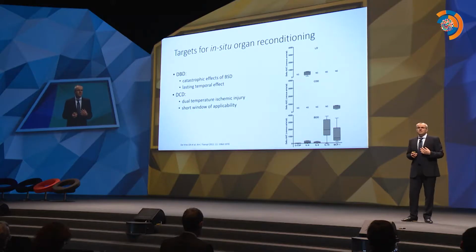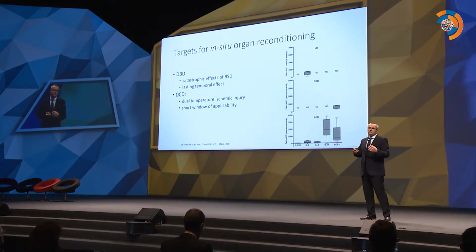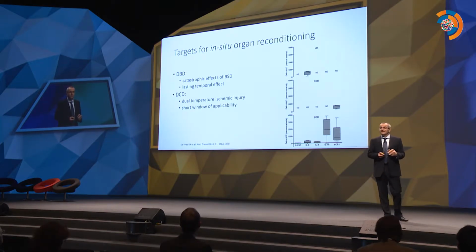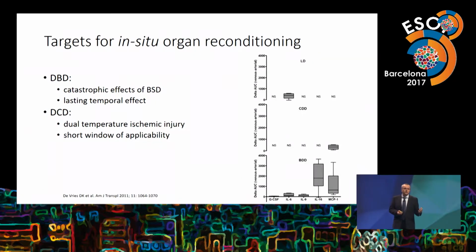However, the targets are different because the mode of death is different. DBD is an absolute, catastrophic event at the cellular metabolic level, which has lasting effects, whilst DCD has a different mode of injury with dual temperature ischemia, but with a very short window of applicability. This is illustrated by this study, which looked at the cytokine expression between DCD, a living donor, and DBD. And as you can see, DBD is a massive storm of cytokine release, some of which could be potential targets for intervention.